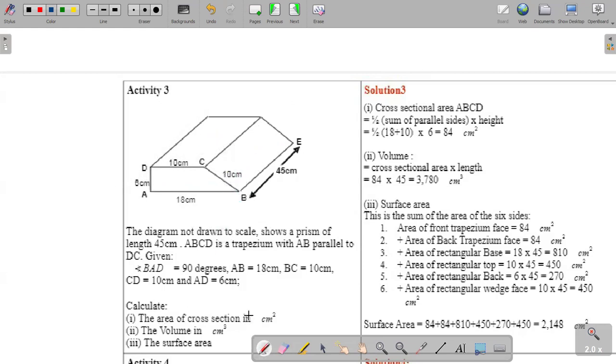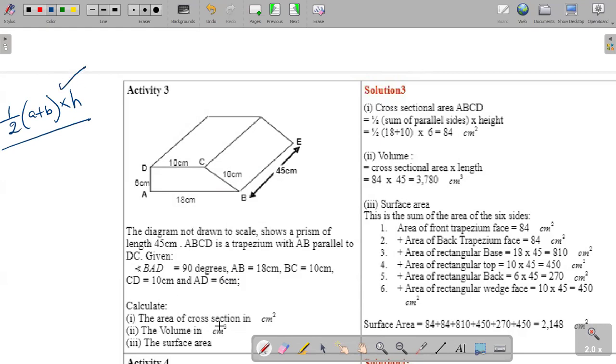They ask for the area of the cross-section in centimeters square. We know what cross-section means. Cross-section means just the face. So you look at the shape of the face, and the shape of the face is a trapezium. So you know the formula for that, half (A plus B) times H. How do we know this? This is on the formula sheet, so we're good to go.